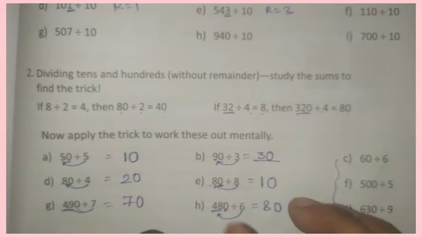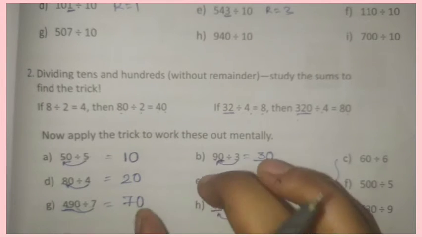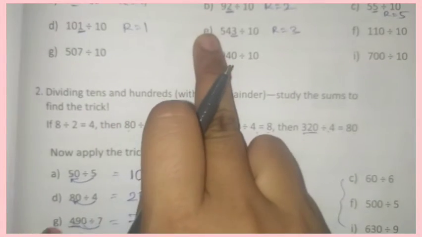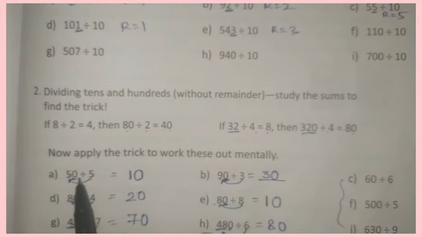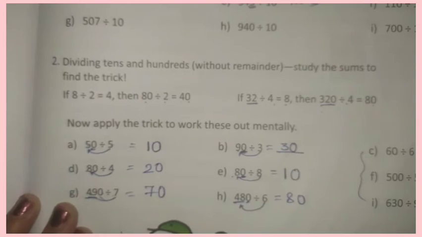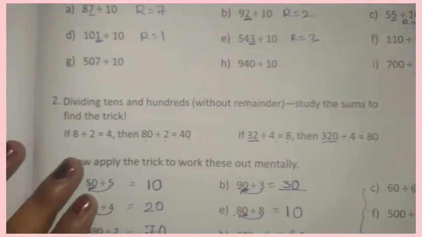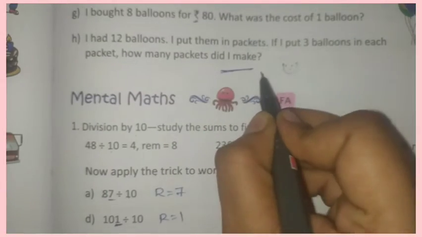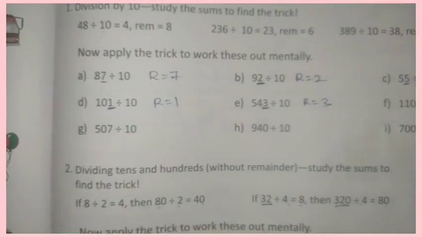Okay, if the dividend has 0 at ones place, we can apply this trick. Okay, this is division by 10, and this is dividing tens and hundreds. Okay, tens and hundreds. Okay, do this mental maths 2 bits in textbook only. Okay, write up to here in your fair notes, complete up to here in your fair notes. Okay, these mental maths problems you have to do in textbook only.